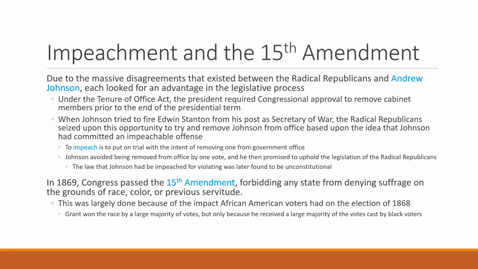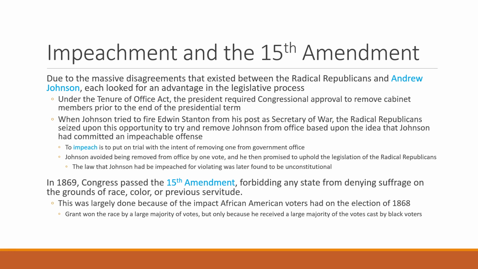So because of the issues that Andrew Johnson has kind of put in place at this point, because of the thorn in the side he's been of the Radical Republicans, who were really the ones kind of spearheading the Reconstruction effort at this point, they're looking for any sort of advantage that they can get over Andrew Johnson. And what they end up doing is they end up taking a law that had been put in place. It's referred to as the Tenure of Office Act. And what this act stated was that if you, as president, tried to fire a cabinet member before the end of the term, you had committed an illegal act.